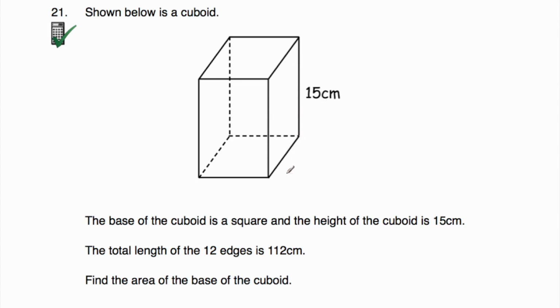So we need to find the length and the width of that square on the base. So we need to find the length of that edge and the length of that edge. And we're told the total length of the 12 edges is 112 centimeters. Now we're told that this height is 15 centimeters.